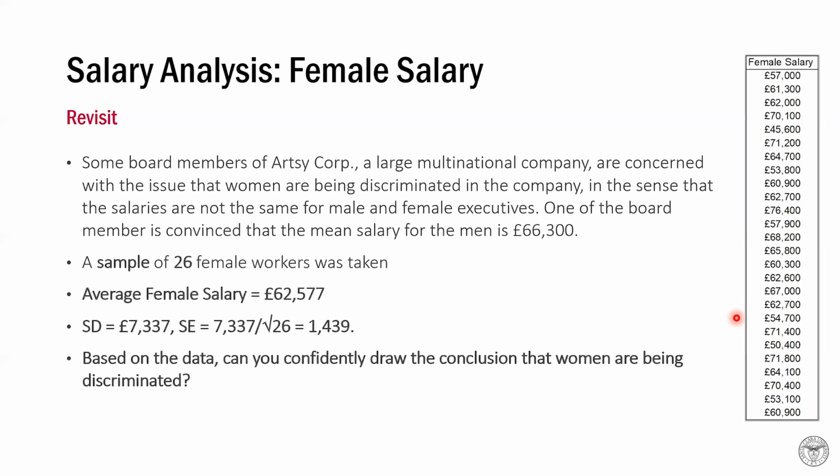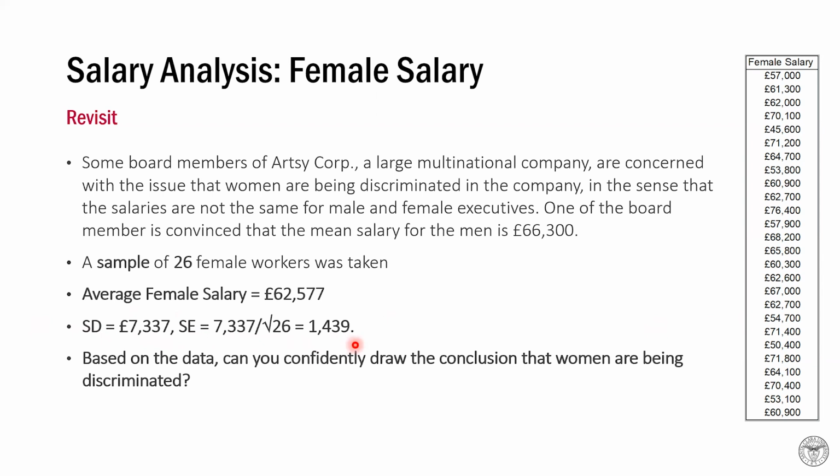Based on the sample of 26 female workers, we know that the average female salary is equal to £62,577. The standard deviation is equal to £7,337. The standard error is given by 7,337 divided by square root of 26, equal to 1,439.